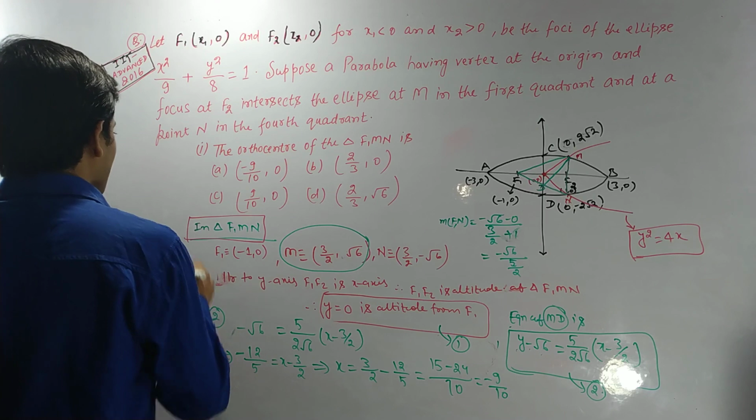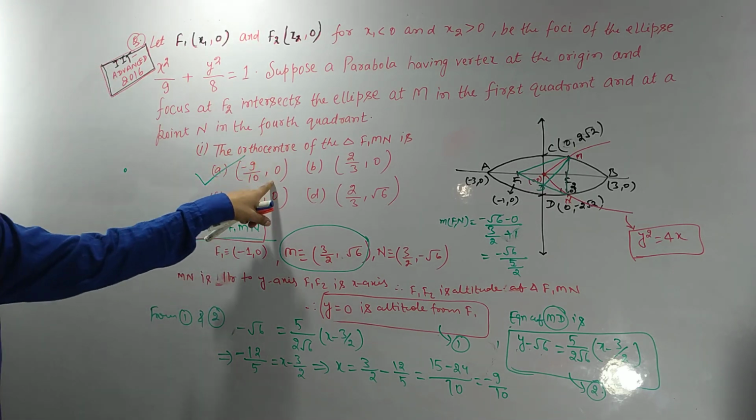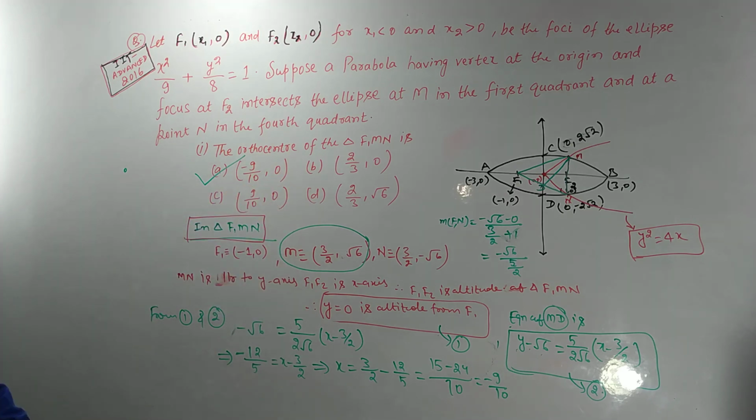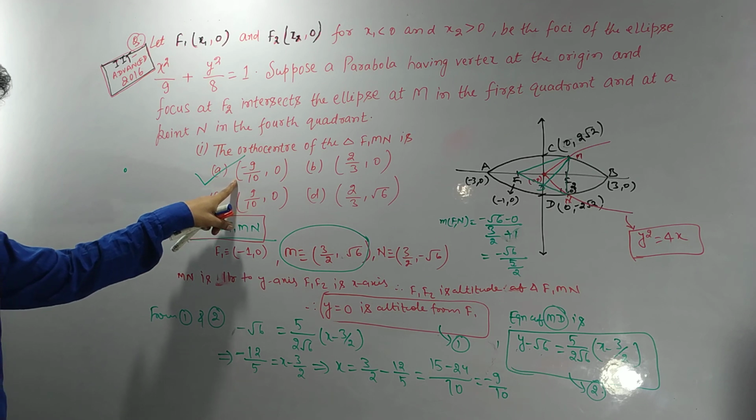Therefore the required orthocenter is what? Minus 9 by 10 comma 0. So this was the required orthocenter.